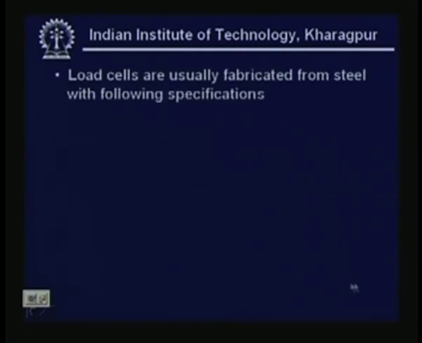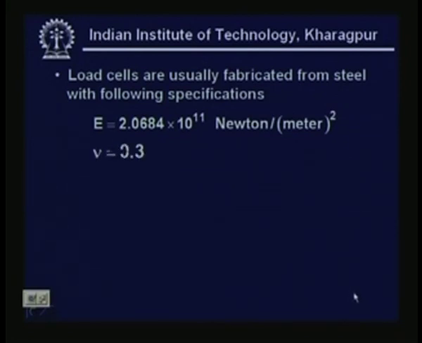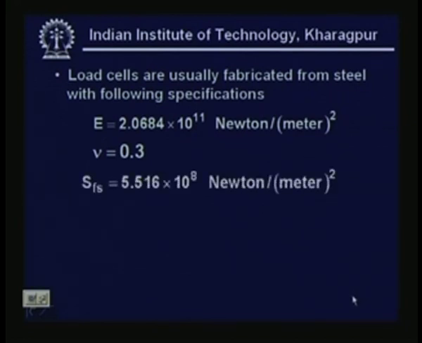Now, load cells are usually fabricated from steel with the following specifications. E, Young's modulus, is 2.0684 into 10 to the power 11 newtons per meter square, nu equal to 0.3, Poisson's ratio, fatigue strength equal to 5.516 into 10 to the power 8 newtons per meter square, lambda equal to 2 if the strain gauge is made of Advance. So, the gauge factor will be 2, so we have taken lambda equal to 2.